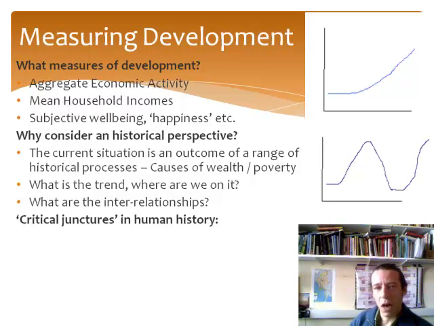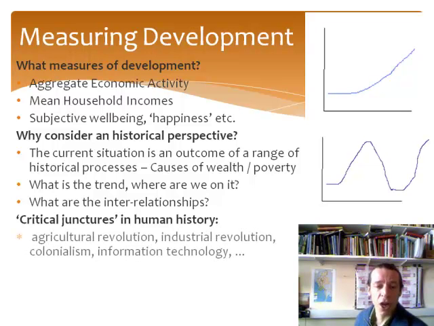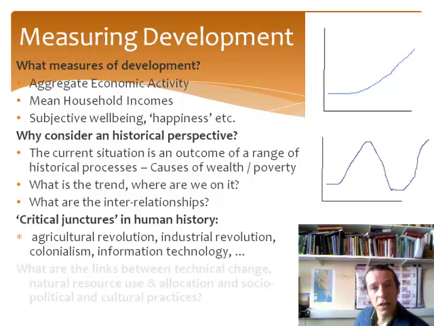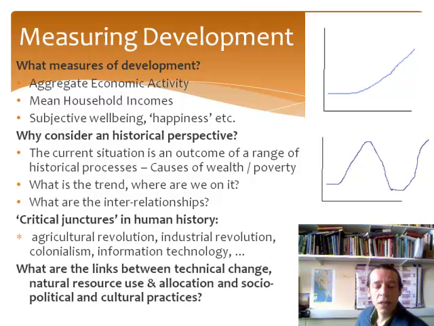Okay, so over time, these indicators of development may be fluctuating, and there may be particular what we call critical junctures where things change fundamentally. Some of those long-term historical junctures include the agricultural revolution, industrial revolution, colonialization, and perhaps also information technology, this rapid spread in the last few decades. So I want to talk for the rest of the lecture about some of those critical junctures in human history and just clarify what we mean.